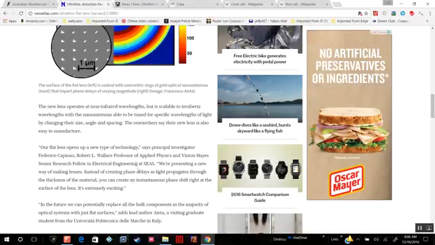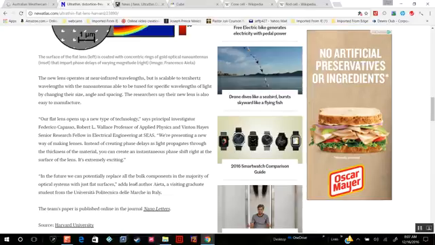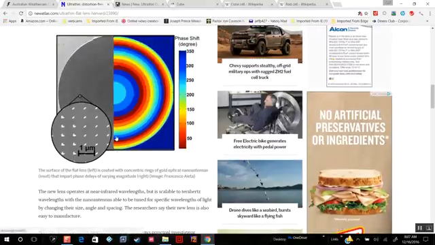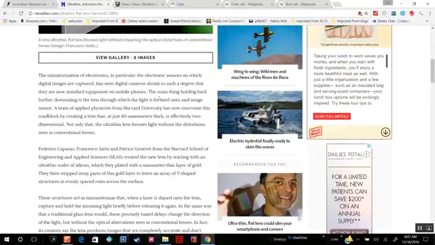But instead of creating phase delays as light propagates through the thickness of the material, you can create an instantaneous phase shift right at the surface of the lens. That's extremely exciting. Basically, interesting how they've chosen gold, which may be the reason why we see a lot of the red in my previous videos, that we keep seeing this red petal effect.